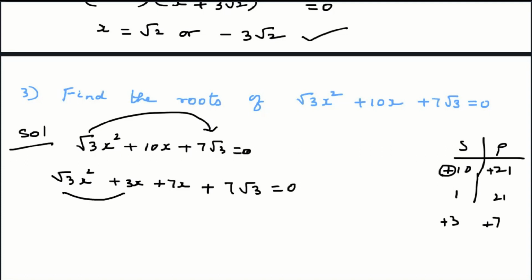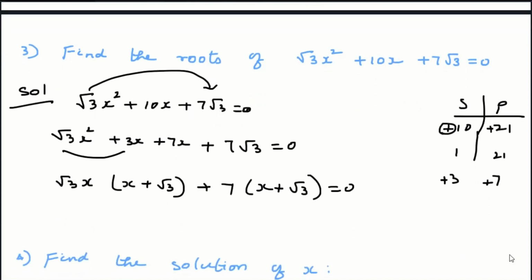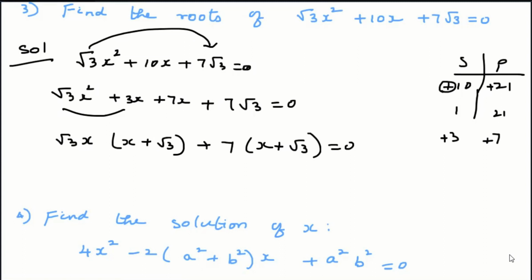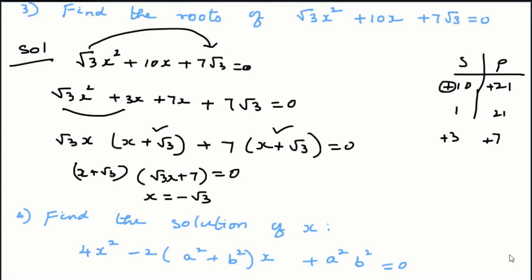So this is root 3 is common, x is also common. If I pull out x plus root 3, in the 3 the 1 root 3 goes because 3 is root 3 into root 3, right? Plus 7 is common. So this is x plus root 3 equal to 0 again. Okay. Now x plus root 3 is common. If I pull out x plus root 3 into root 3x plus 7 equal to 0. So I end up with x is equal to negative root 3 or negative 7 by root 3.